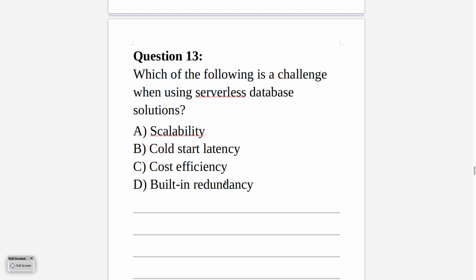Built-in redundancy. You know, I don't even know about serverless databases. I only know about serverless things like Lambda. So I actually don't know when it comes to databases that are serverless. In fact, I never even knew there was such a thing. I don't know if redundancy is a challenge or what. It feels like you might need to have more control and need some kind of server-based database in order to have redundancy. I think it's going to be B, cold start latency. Let's have a look.